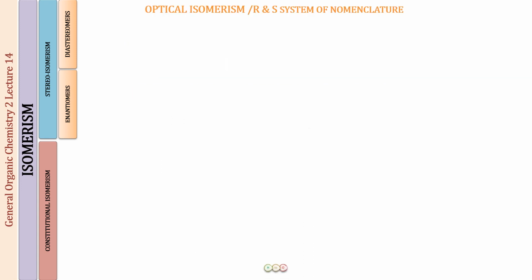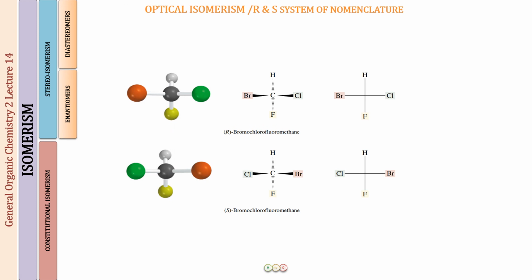So now we come back to the point where we started the learning. Where did we start the learning? Yes, we started with this compound, bromochlorofluoromethane. Now we see that this compound is called the R compound and this is the S compound, and we now exactly know what all these mean. So do we check whether the names have been written right or not?